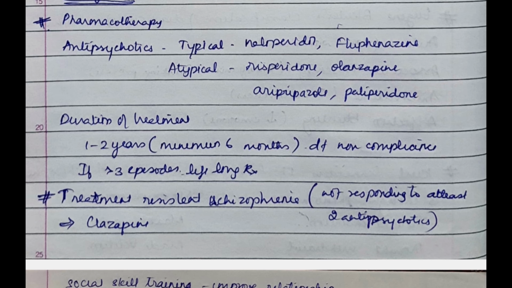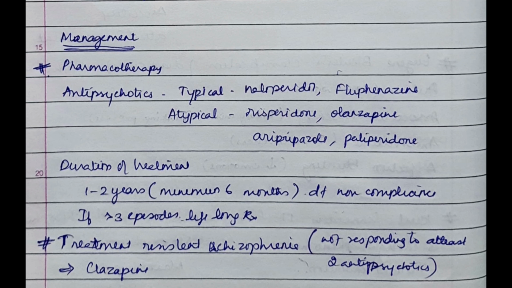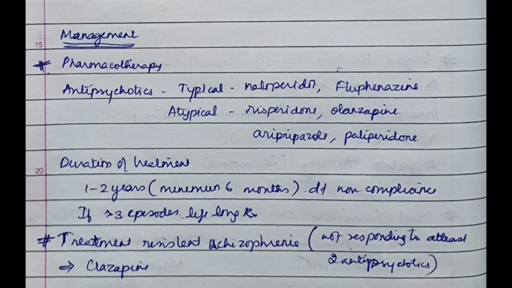So these are the drugs. Now, what is the duration of treatment? It is 1 to 2 years, with a minimum of 6 months, and due to non-compliance, a long duration of treatment is required. And if more than 3 episodes occur, then lifelong treatment is required. In treatment resistant schizophrenia, meaning it is not responding to at least 2 antipsychotics, we can go for clozapine. So we are done with pharmacotherapy; you have to write in an exam like this, in this sequence.